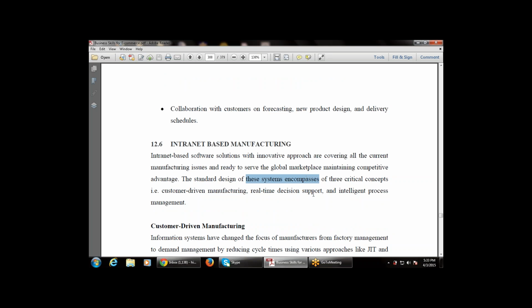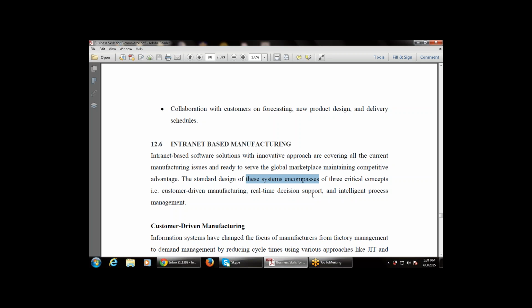The standard design of this system encompasses all the critical aspects. So the standard design of the systems includes three critical concepts. First is customer-driven manufacturing, then real-time decision support, then intelligent process management. So these are the three critical concepts that are used. Let's see what these three critical concepts are: customer-driven manufacturing, real-time decision support, and intelligent process management.